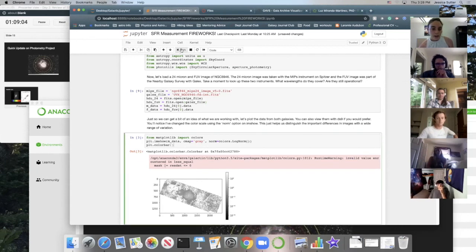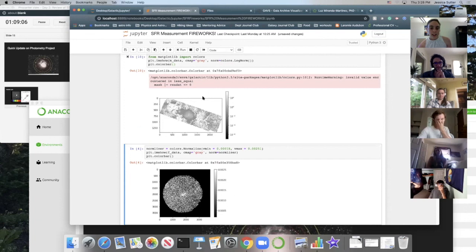And you can make pretty galaxy pictures. So this is one of the galaxies from my data set in 24 microns, and we'll be doing this. This is kind of a preview for a couple weeks from now. We'll be using these kind of Jupyter notebooks to try to get data.